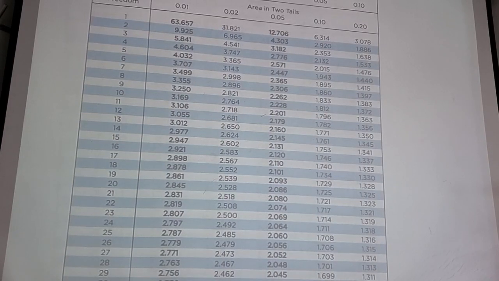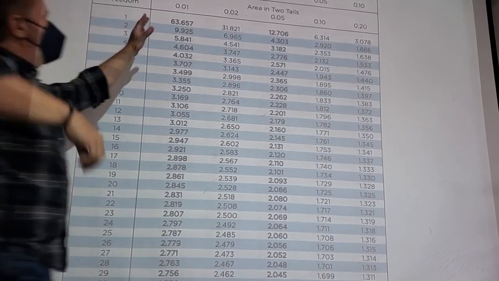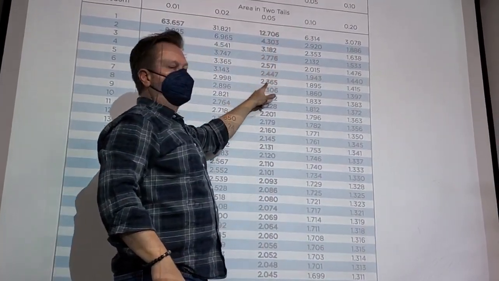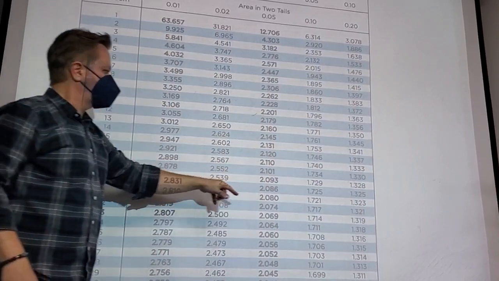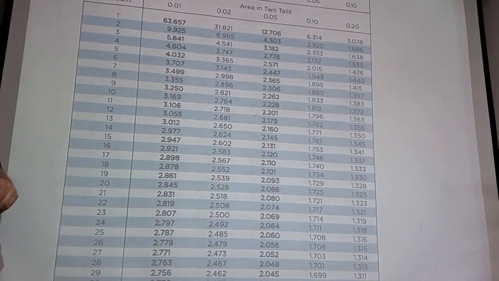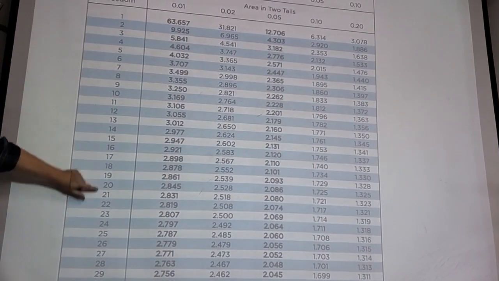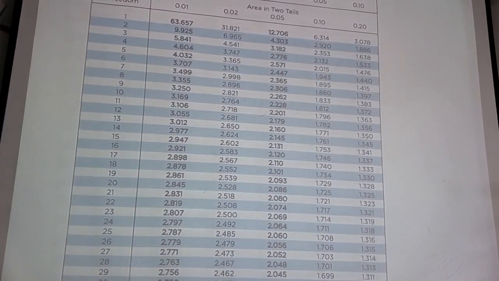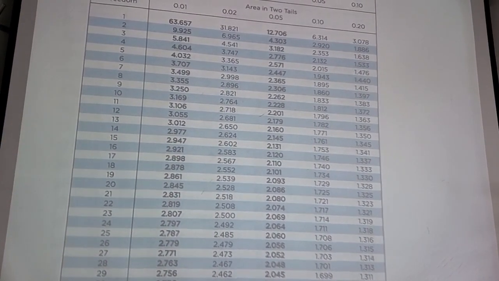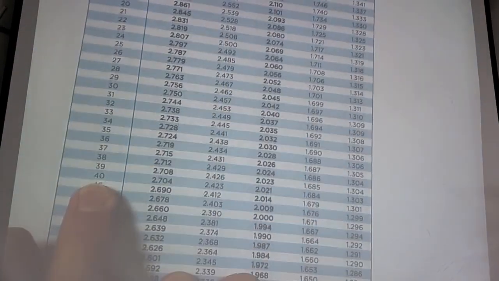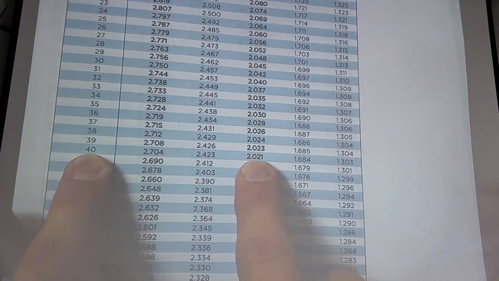Let's see how to read this thing. 95% confidence, I know it's the middle column. Where do I stop for 41? What's the degrees of freedom if the sample size is 41? 40. Off the chart, so we go down to 40. And then 95% is the middle column. So we get a t-score of 2.021.